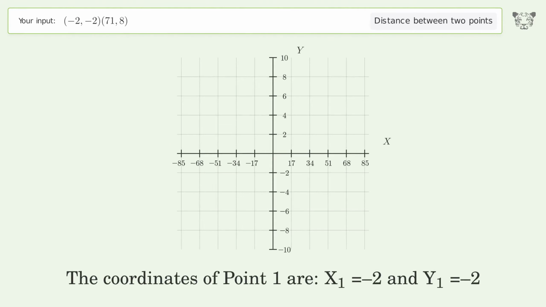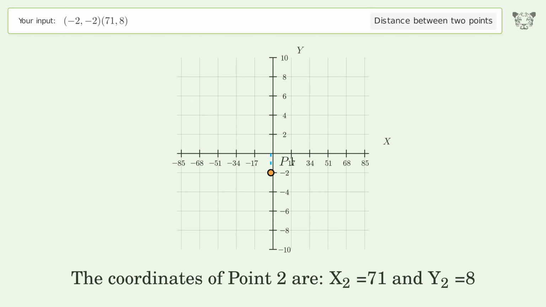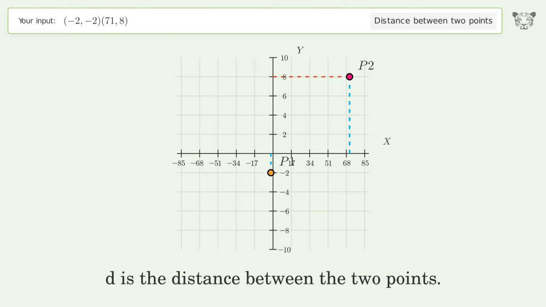The coordinates of point 1 are, x1 equals -2 and y1 equals -2. The coordinates of point 2 are, x2 equals 71 and y2 equals 8. D is the distance between the 2 points.